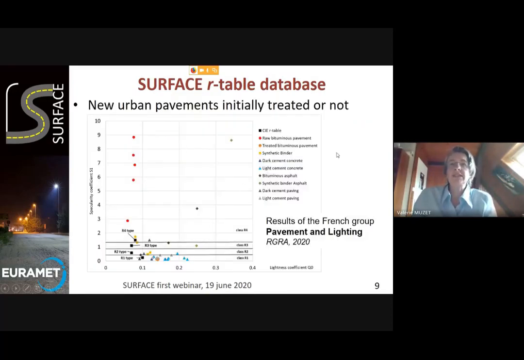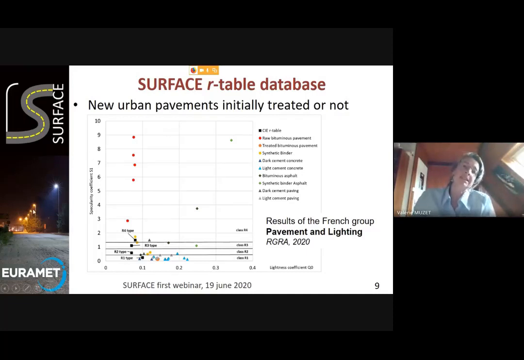I now share another study from a French group called Pavement and Lighting. In this group, we did measurements of several brand new pavements and classic raw bituminous pavement with high specularity. You can see them in red, but initially treated pavements are really less specular. We also measured different concrete, dark cement concrete and light cement concrete, bituminous asphalt, and also dark cement paving.